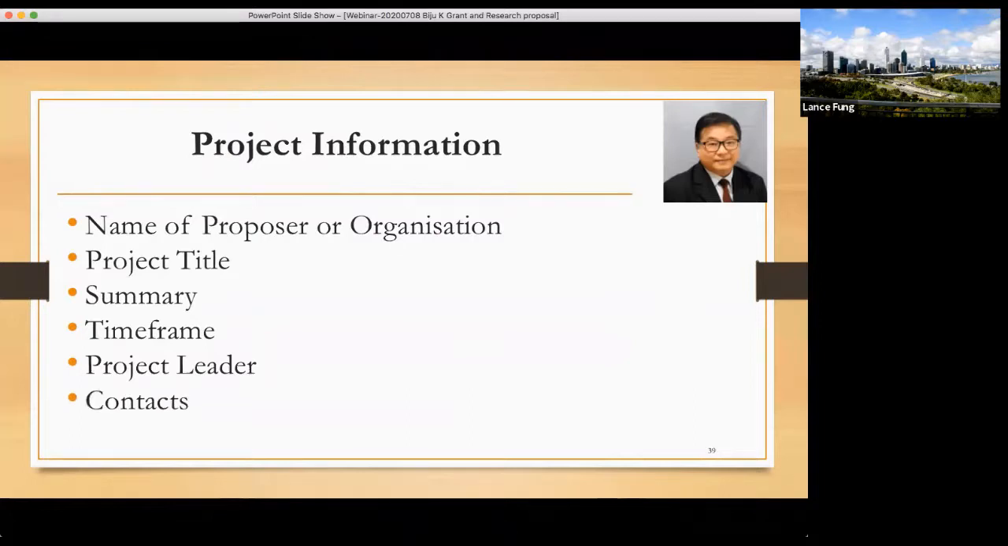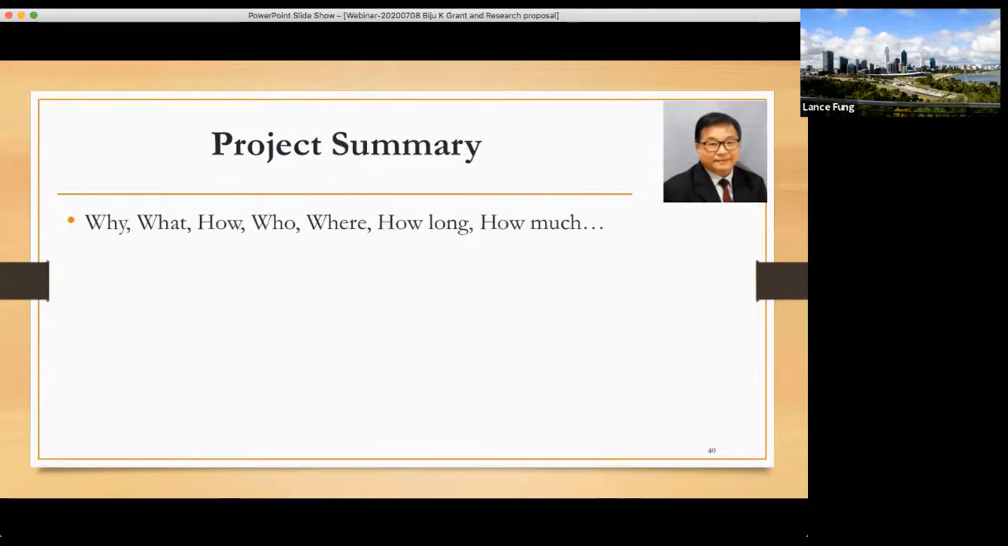But nevertheless, these are the typical information you expect inside the project. I will go into more detail when we look at the forms. So obviously, the typical question, just like when you do research work: why do you want to do a project, what are you going to do, how are you going to do it? This is related to the methodology.